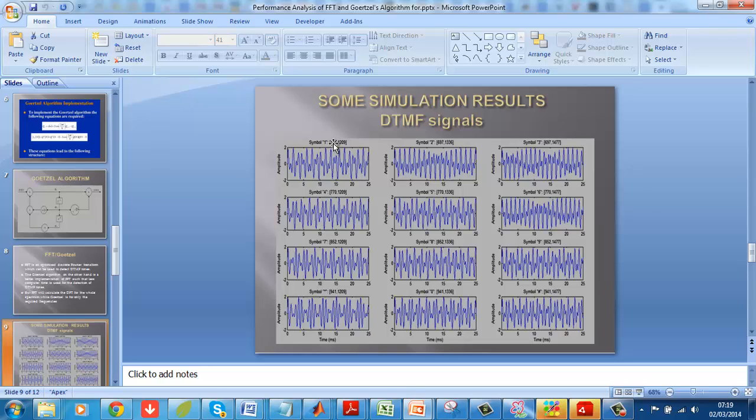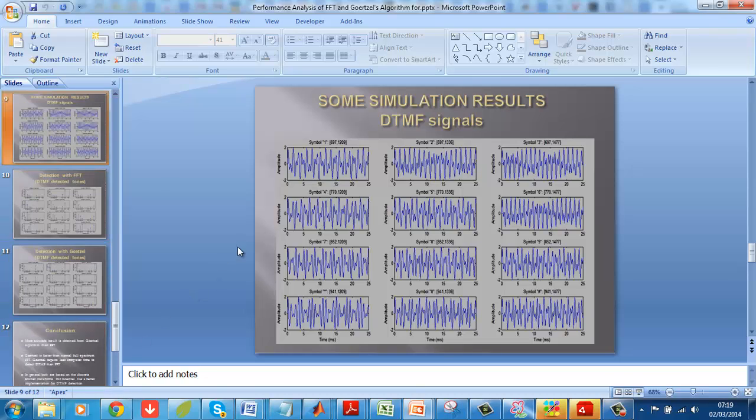Just use these two frequencies, add them together and plot the signal, and this is what you get. Now, if you observe this signal, it is so rough. They are all very rough signals, and we cannot easily see the frequency inside right now. But at the receiving side, this is what is transmitted.